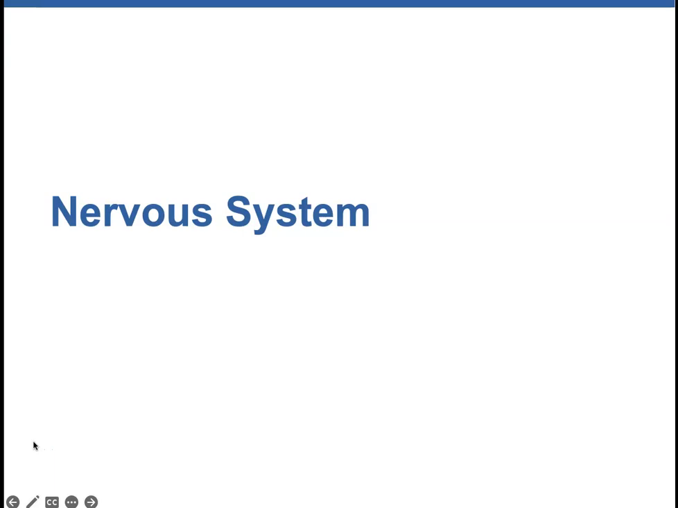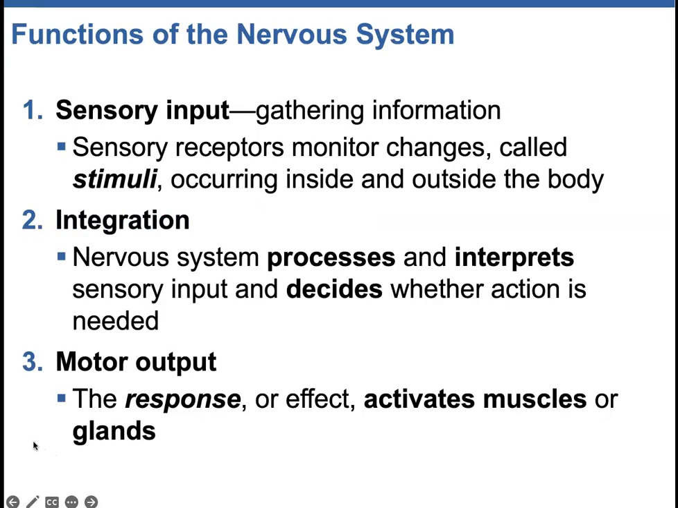Now we're going to start with the nervous system, and this chapter is probably one of the more challenging ones that you're going to have just because of the amount of physiology that's in here. There's a lot of memorization, but we'll get through it.